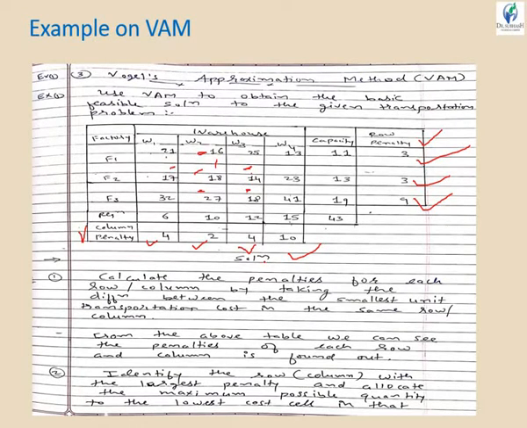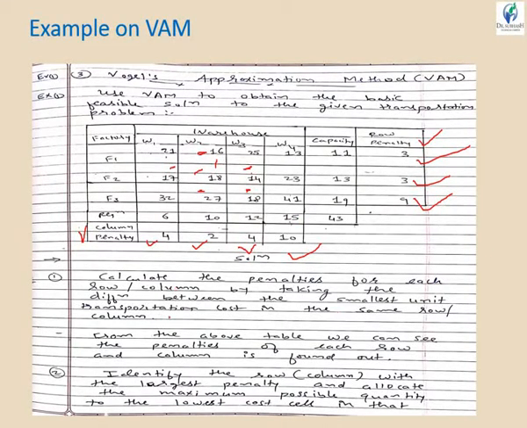You might have a question, why are you calculating these penalties? Ultimately this VAM method is a bit time consuming, but it will help you get your solution nearer to the optimal one. That's why this method is more preferred as compared to the other two methods. Why you are calculating the penalties, that we will see in the next slides.